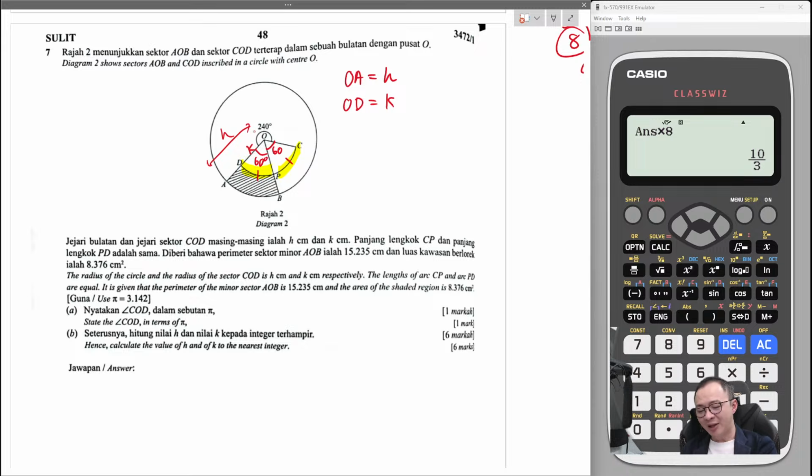But I want to warn you, in circular measure, degree is not useful at all, because circular measure formula is only designed for radian. So whenever you have degree, don't be so happy first. Need to change to radian. How to change? Degree need to multiply pi over 180 to change into the radian.